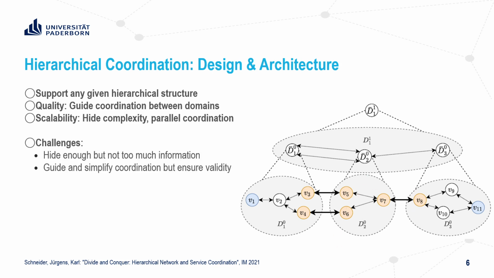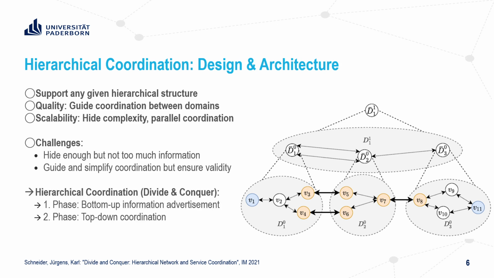There are, of course, additional challenges that come with this. So if we say we want to hide complexity, that means we need to hide information, unnecessary information. But at the same time, we also need to make sure that we still give enough information to higher hierarchical levels so they can make good coordination decisions. And then again, we have a trade-off when it comes to coordination, where we have to make sure that we guide coordination by using this hierarchical view, but on the other hand, we need to ensure that this guidance doesn't restrict us too much and that we can still find valid solutions later on.